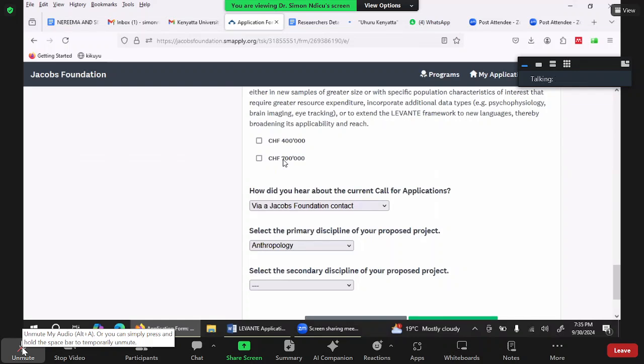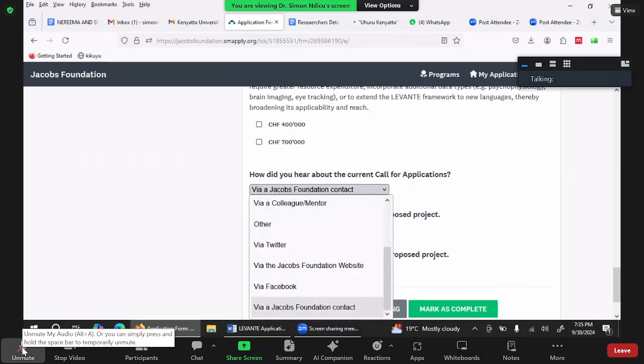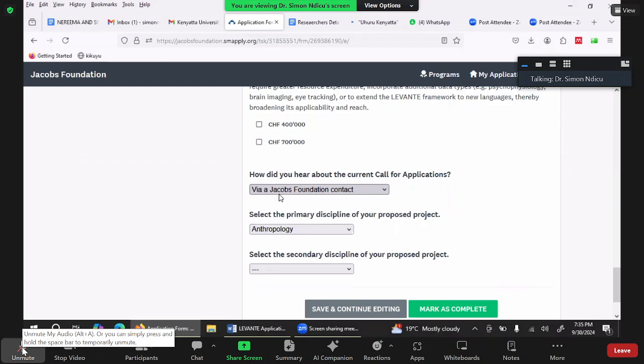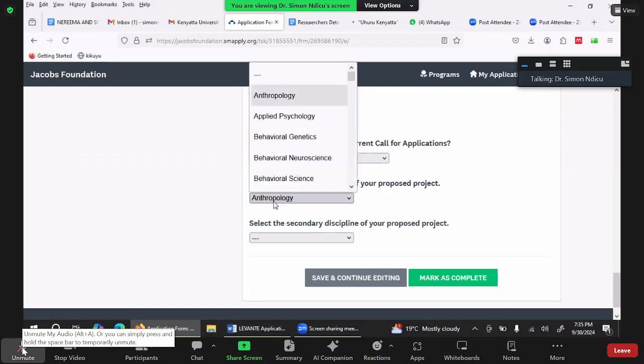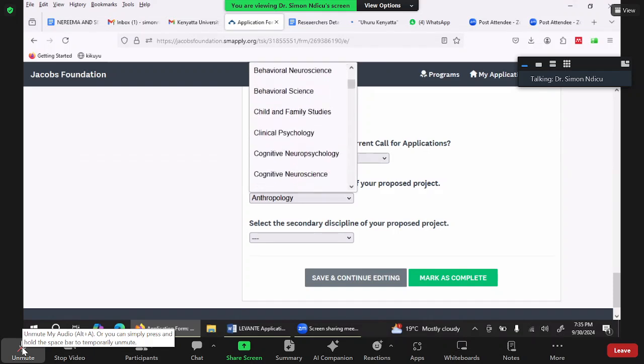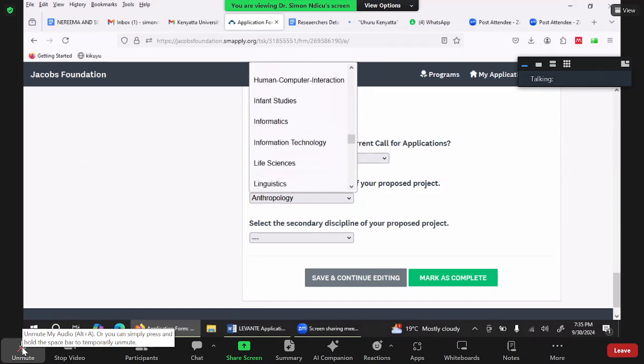And then here, there are some drop downs. So how we heard about the call, I think the PI can choose on this. Now what members can guide here in this conversation is about selecting the discipline, primary and secondary at the proposed stage. So this drop down has many categories. So what I did, I copied these to the Word document there, so you are able to see all of them.